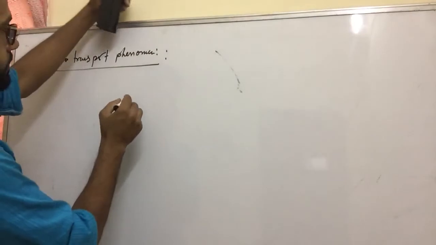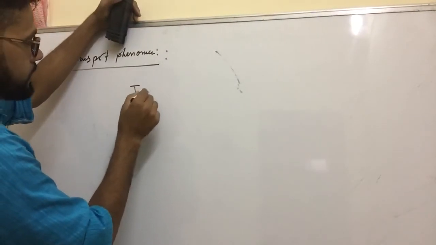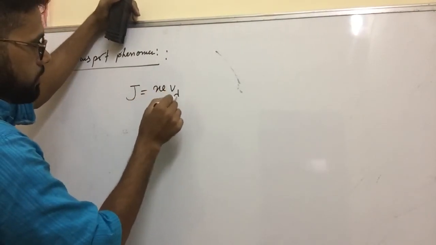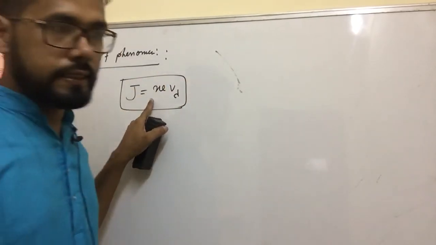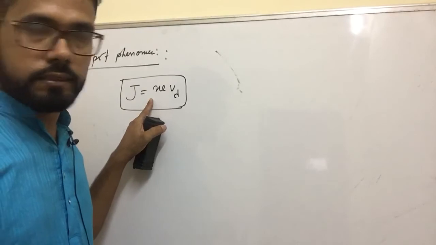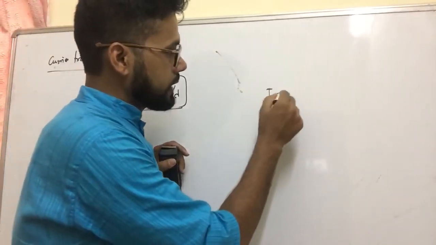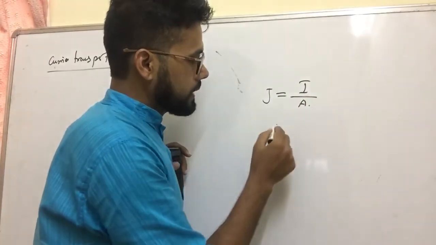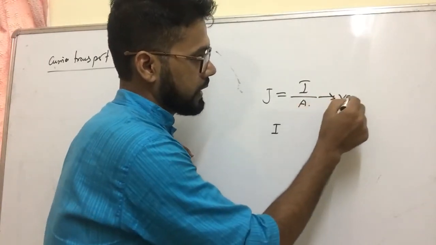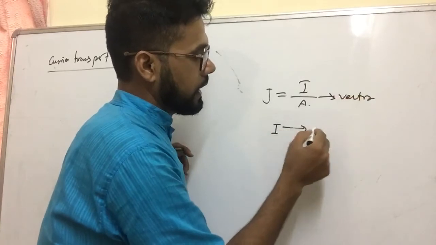So, drift current: you have already studied it. This is a current density. Remember, current density J is always a vector. J is equal to I by A. But current is a scalar quantity.